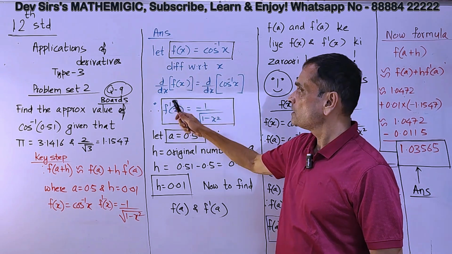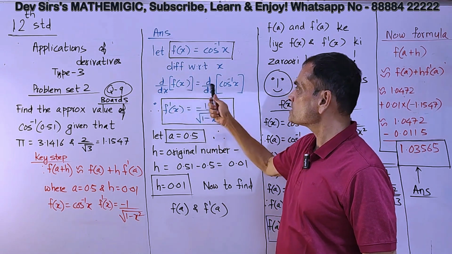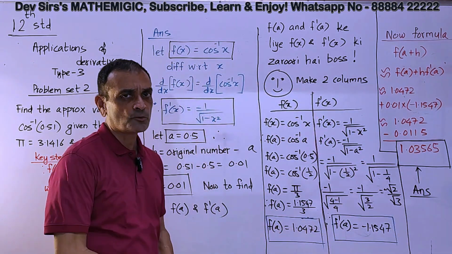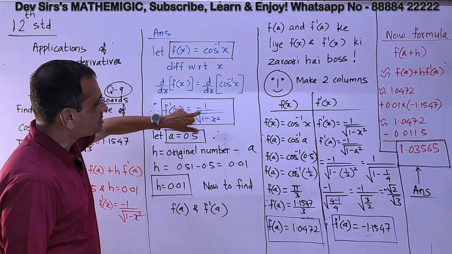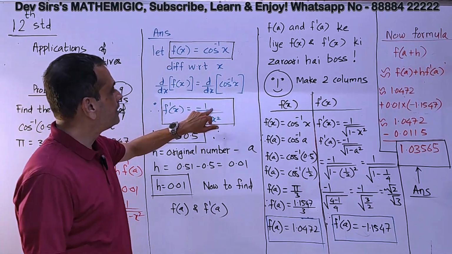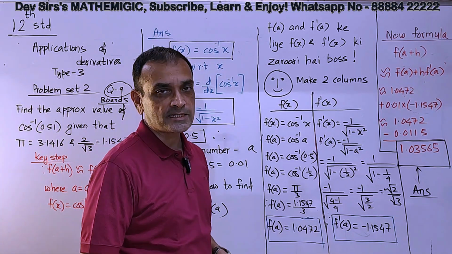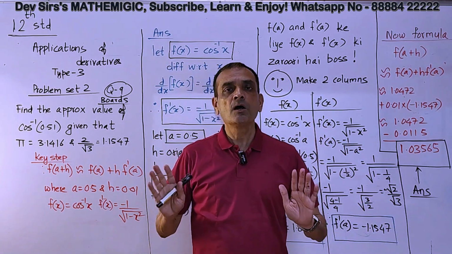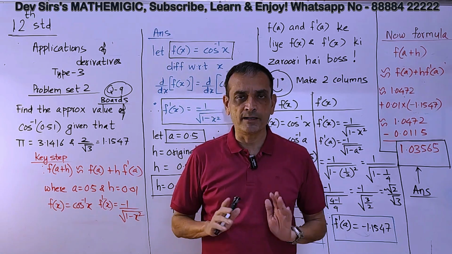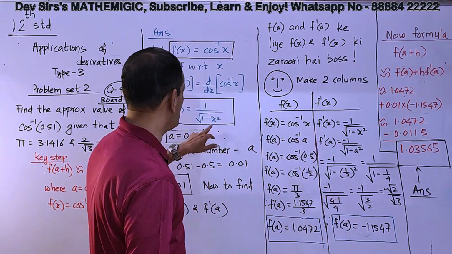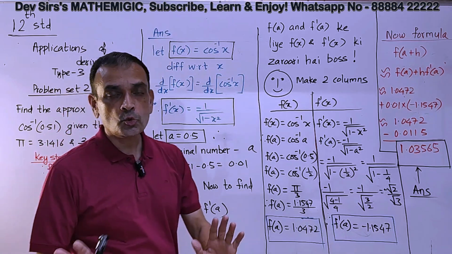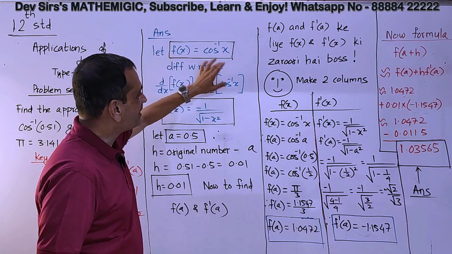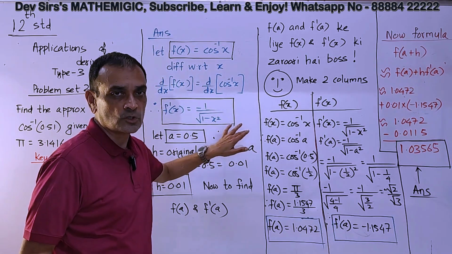Differentiate with respect to x. On both sides, d by dx of f of x, d by dx of cos inverse x. Derivative of f of x is f dash x, and the derivative of cos inverse x is minus 1 upon root of 1 minus x squared. You have to remember certain formulae. Derivative of sine inverse x is 1 upon root of 1 minus x squared, and for cos it is minus 1 upon root of 1 minus x squared. So the first thing to do in approximations is find f of x and f dash x. Mark those, they will be used later.